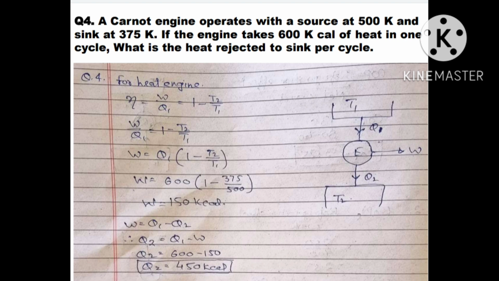Now we have to find out the value of heat rejected to the sink per cycle. That is, we have to find out the value of Q2. Now we know W equal to Q1 minus Q2. So Q2 will be equal to Q1 minus W, or Q2 equal to 600 minus 150, that is 450 kilocalorie. So in this way we will find out the value of heat rejected to the sink.